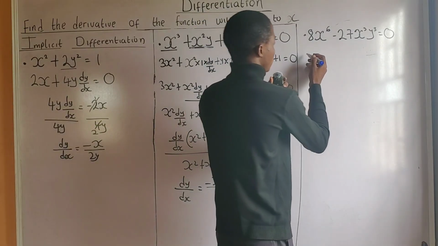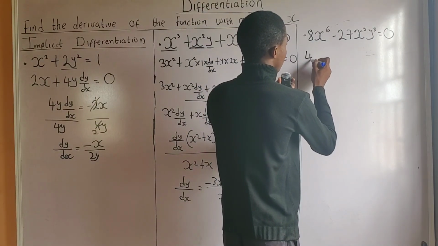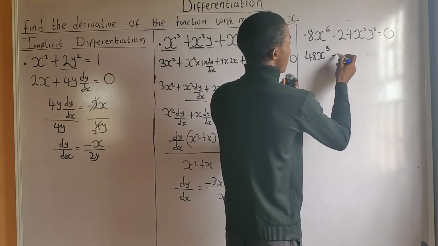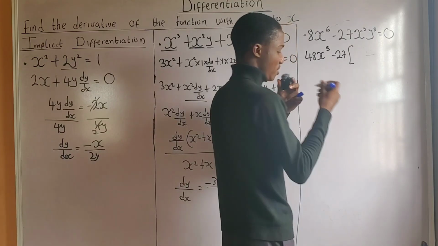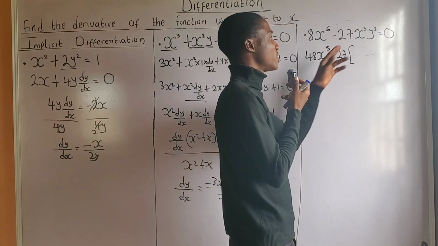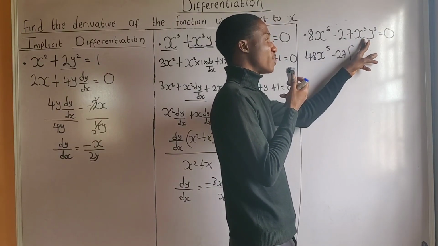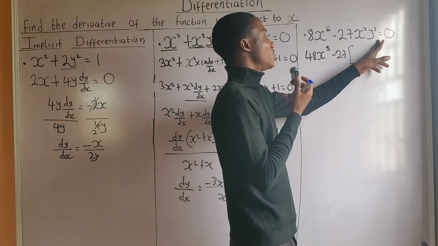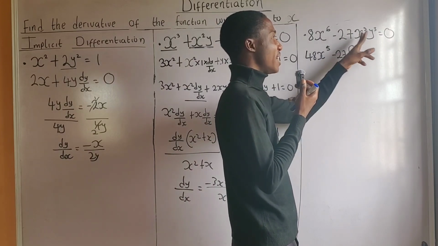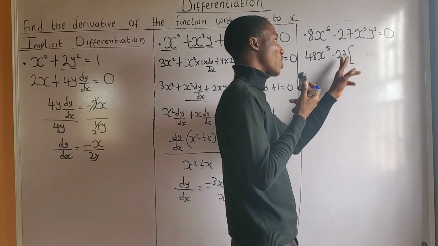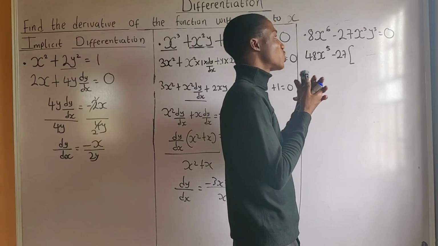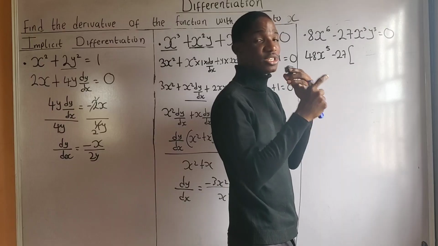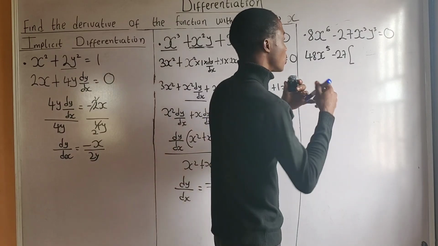So for this, differentiate x to the power of 6. I'm going to have 48x raised to the power of 5, sorry, minus 27. Okay, now, do you know that 27 is multiplying x raised to the power of 3 and y raised to the power of 3? Do you know? 27 is multiplying x to the power of 3, y to the power of 3. So I put it outside the bracket. Now I'm going to differentiate x to the power of 3 and y raised to the power of 3 using the product rule. Do you understand? So let us do that.